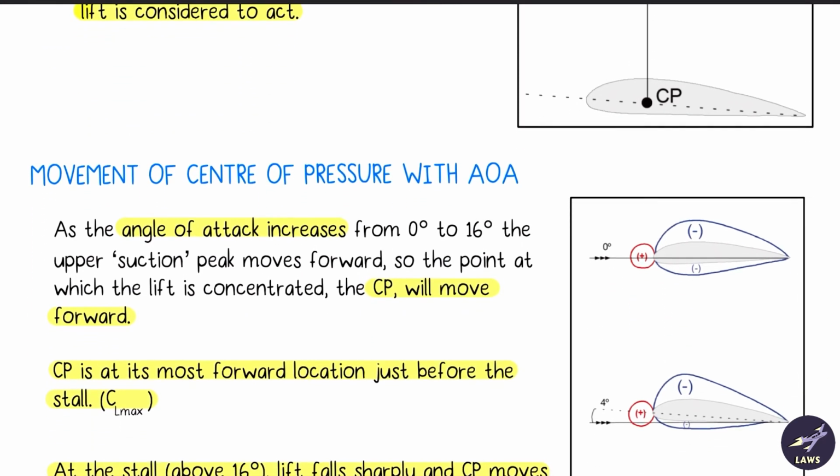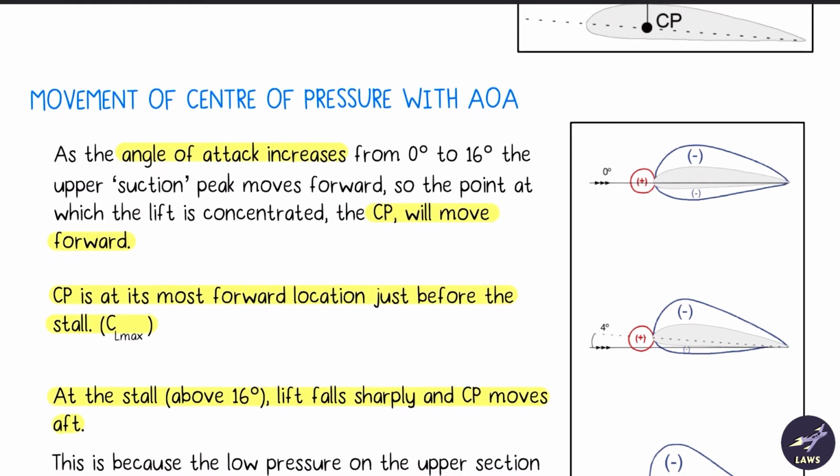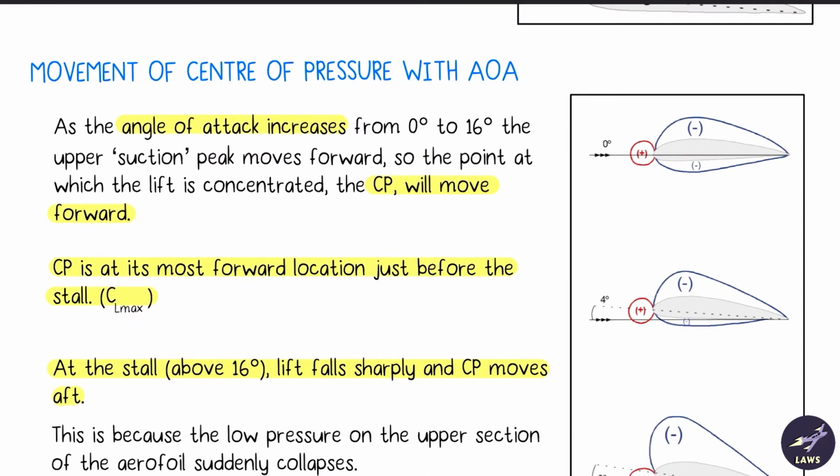Now we have movement of center of pressure with angle of attack. Basically, as the angle of attack increases, the center of pressure keeps moving ahead and ahead till about 16 degrees, after which the lift decreases and it will go back again. We will see that in detail now. As the angle of attack increases from 0 to 16, the CP will move forward. CP is at the most forward location just before the stall, which is CL max.